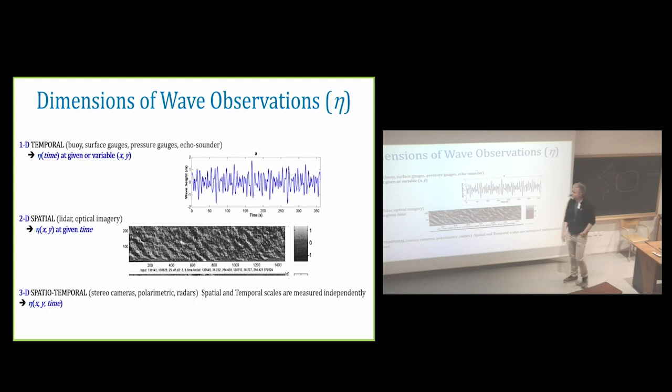Then you can get eta as a function of x and y at a given time. LiDAR and optical imagery give you this opportunity, with the surface elevation as a 2D map. Of course, in this condition, you have to assume something connecting the spatial and temporal scales, for instance, the dispersion relationship. It is not necessary if you have 3D spatial-temporal data, where you have a complete map of eta as a function of x, y, and t.